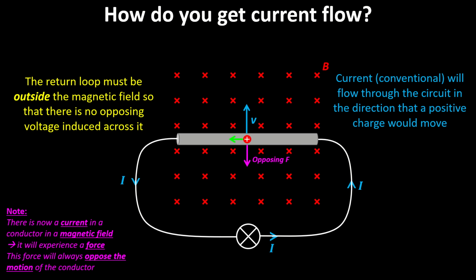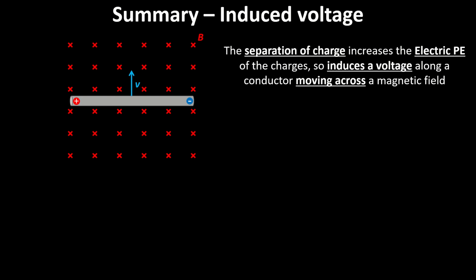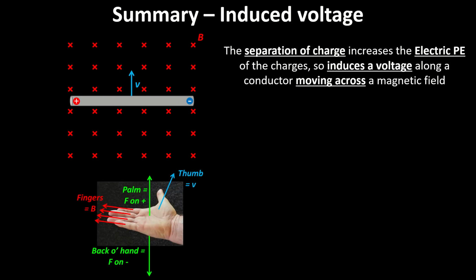Okay. So quick summary then. Induced voltage. If we have a conductor moving through a magnetic field, you get a separation of charge, so one end becomes positive, the other end becomes negative. That increases the electrical potential energy of the charges, so induces a voltage along the moving conductor, as long as the conductor is moving across a magnetic field. And it has to be cutting across the magnetic field lines.